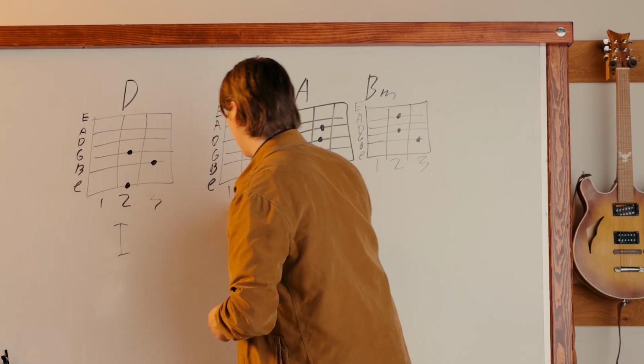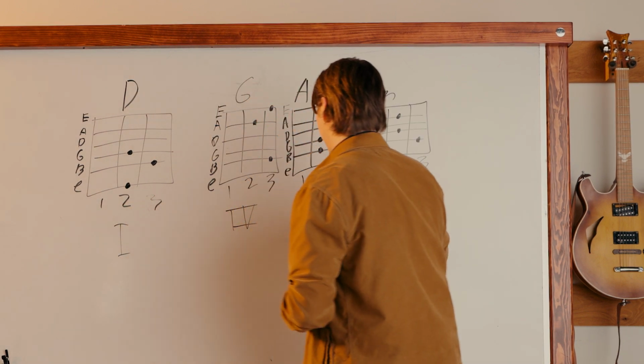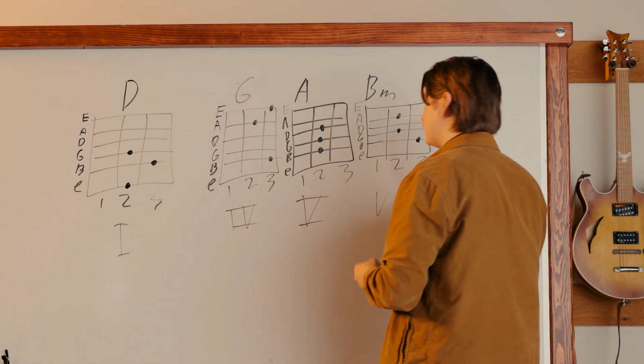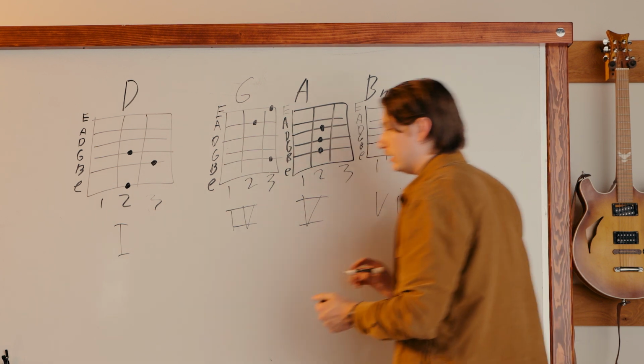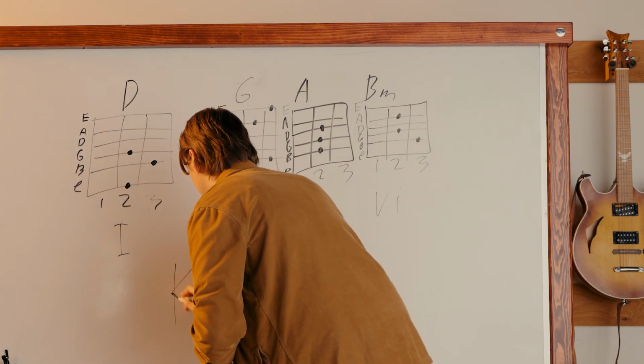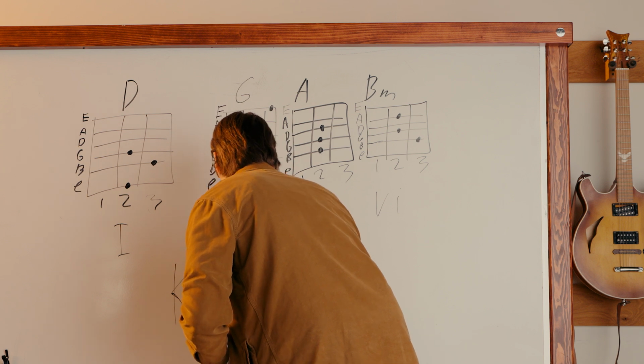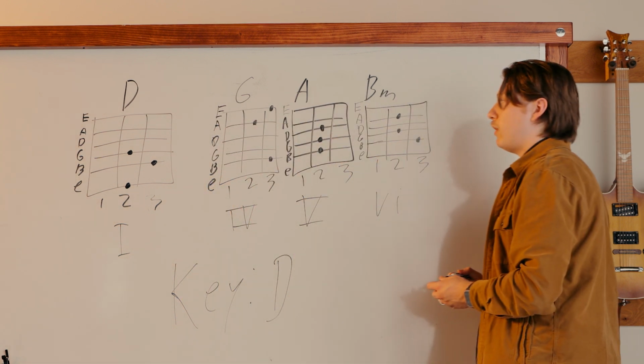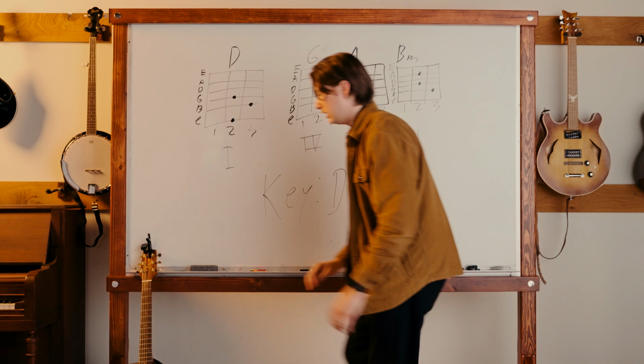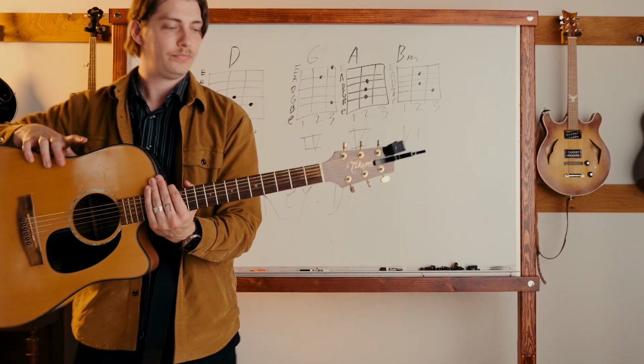This is 1, 4, 5, 6 in the key of D. Okay? Let's write this here. This is the key of D. Okay, this is what we're learning. 1, 4, 5, 6. Let's make it happen. Okay, so I'm going to show you guys. We're going to start off with a D chord.